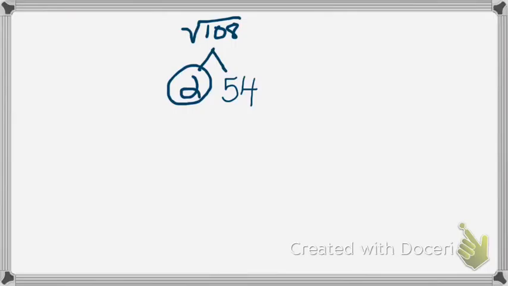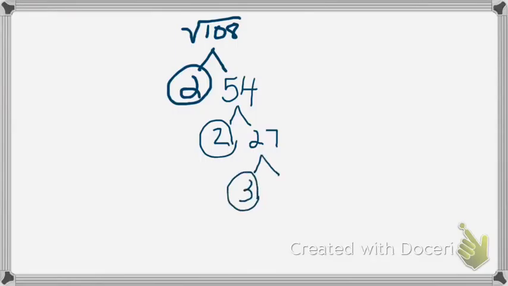But 54 can be broken down. It's still even. So I'm going to go ahead and break it down by a 2 again. That's prime, so I'm going to circle it. And then 2 times 27 is 54. 27 is divisible by 3. 3 times 9. And then 9 can be broken down into 3 and 3.